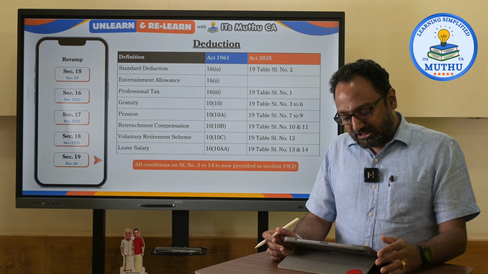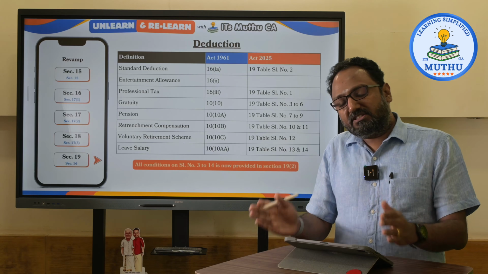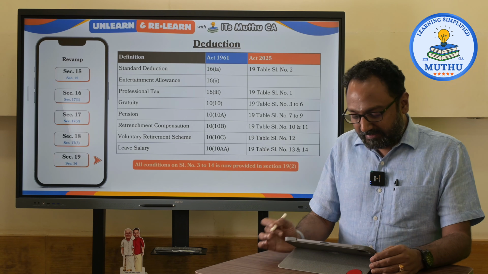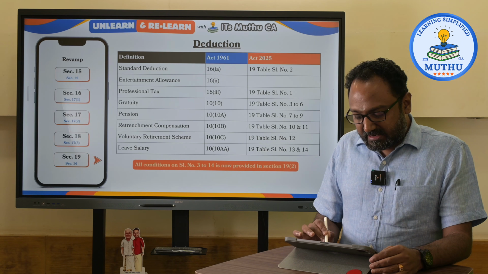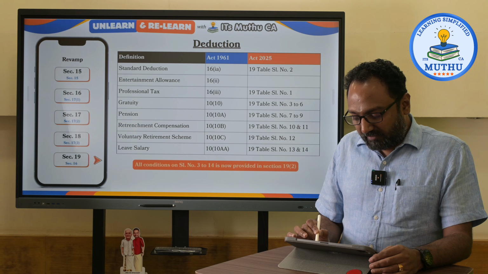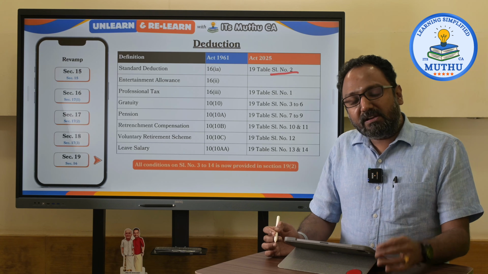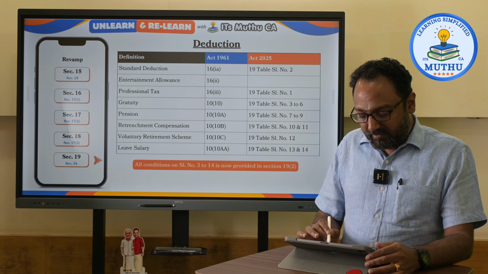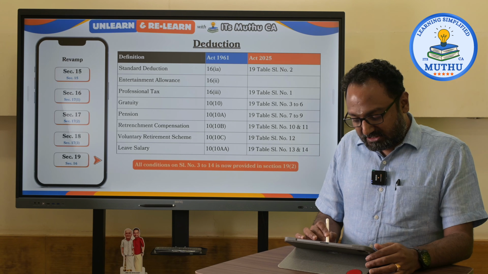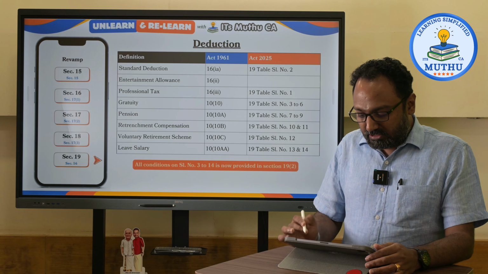Now, this deduction, let's see how it has transitioned into this new section 19. In Act 1961, standard deduction was 16(1)(a), which is now in table serial number 2. And then you have entertainment allowance, which is in section 16(2). Now this is removed.